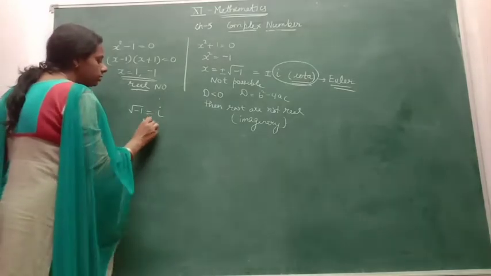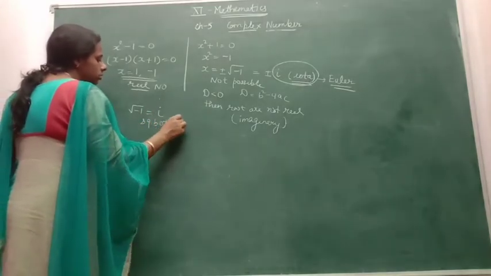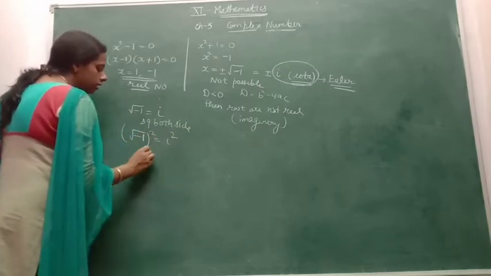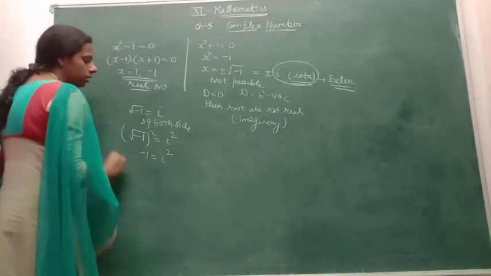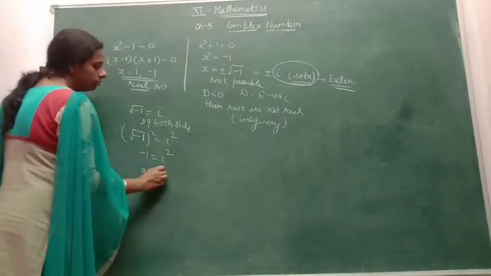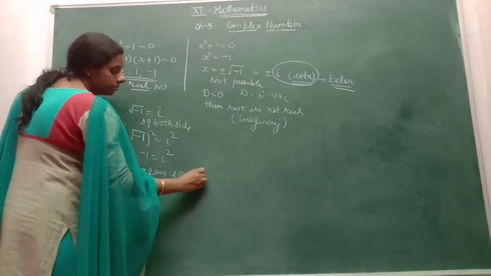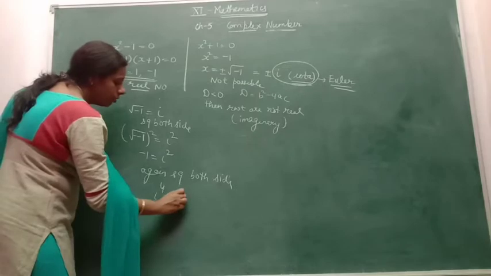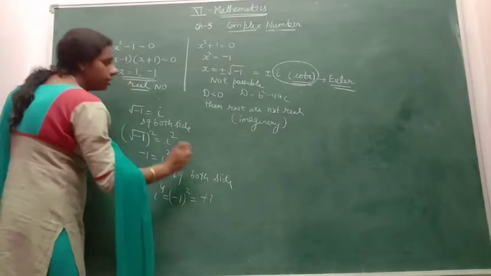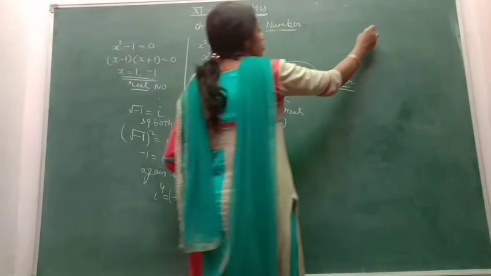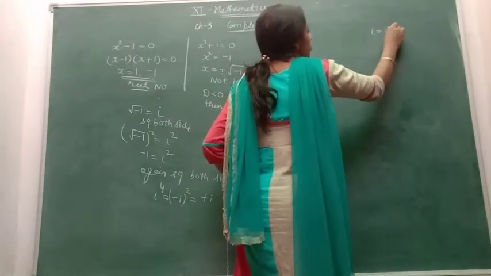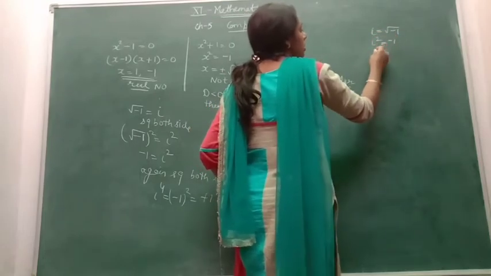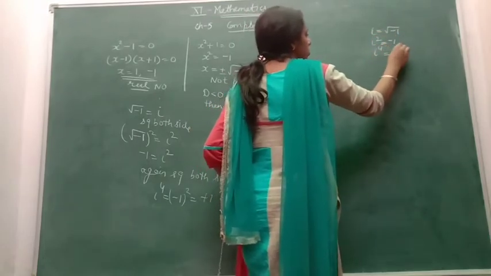On squaring both sides, you will have the value of iota square, that is minus 1. Again squaring both sides, you will have iota power 4 equal to minus 1 square, that is plus 1. Here you have three values. First, root minus 1 is equal to iota. Iota square is equal to minus 1 and iota power 4 is equal to plus 1.